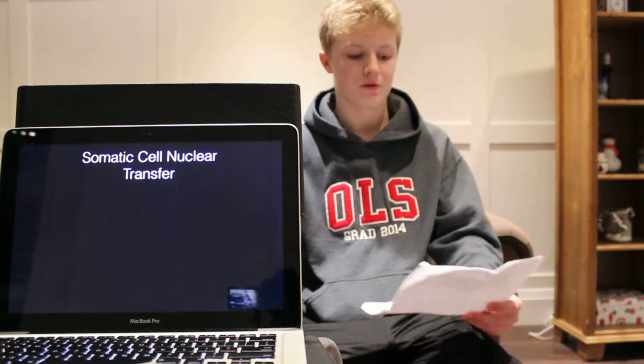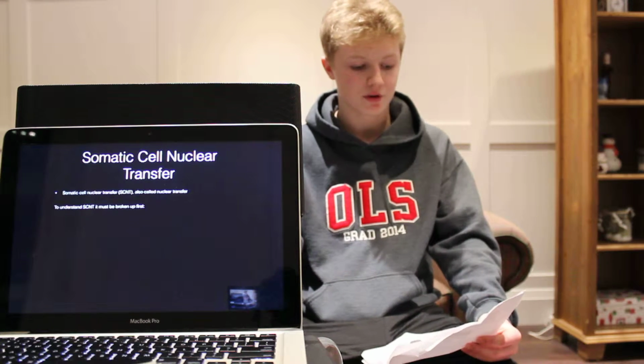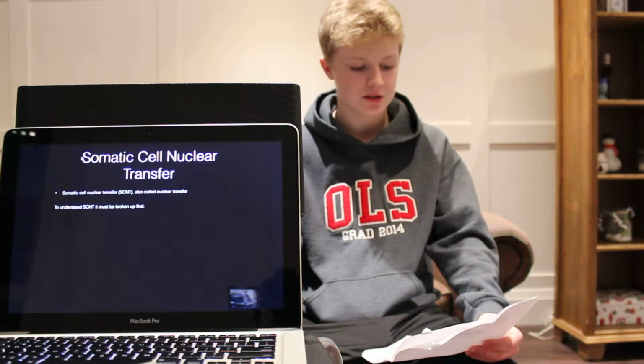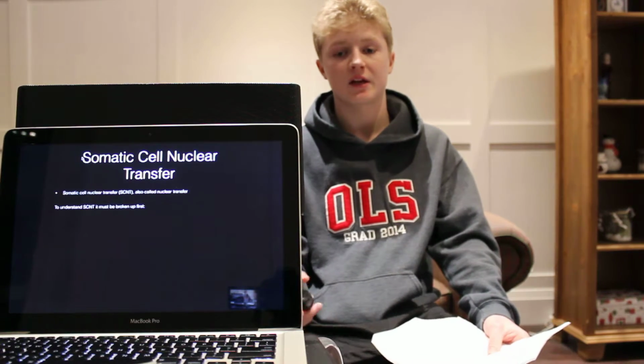So the other type of cloning is somatic cell nuclear transfer, also referred to as SCNT. It is the most common type of cloning and is also referred to as nuclear transfer. To understand SCNT, it must be broken up first. So S C stands for somatic cell. A somatic cell is a cell in the body that contains two complete sets of DNA. So unlike reproductive cells, such as sperm or egg cells that only contain one set, it contains both.